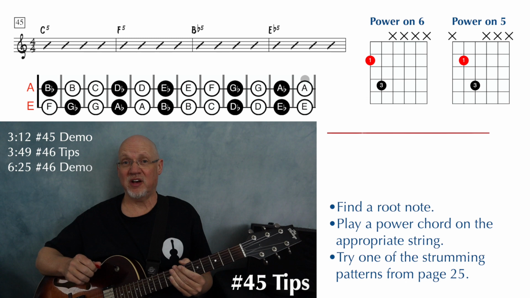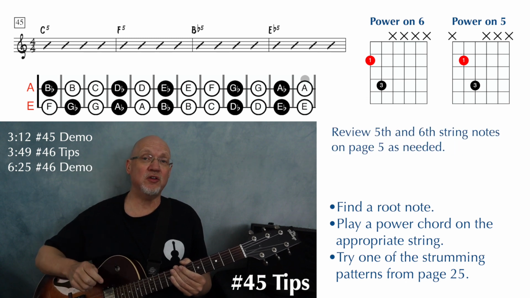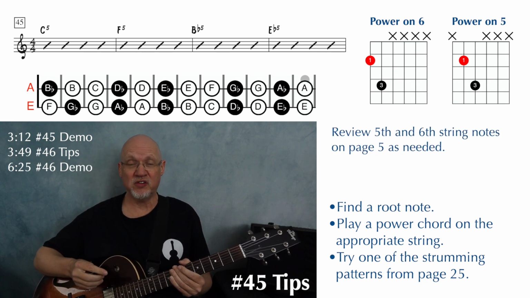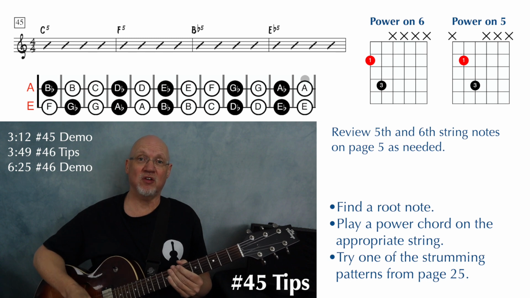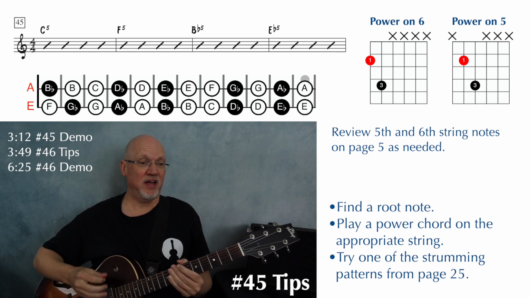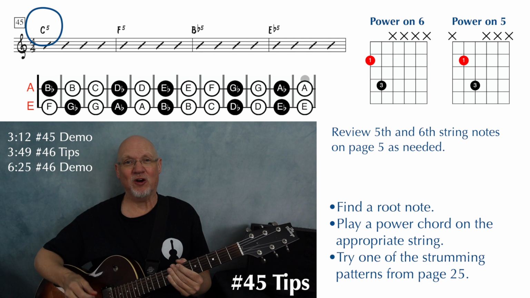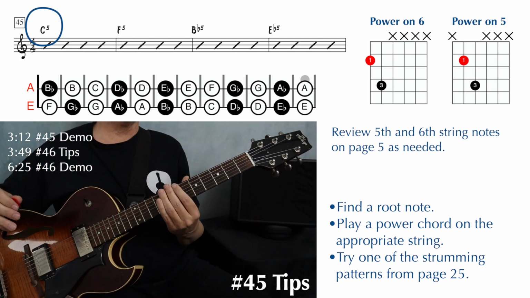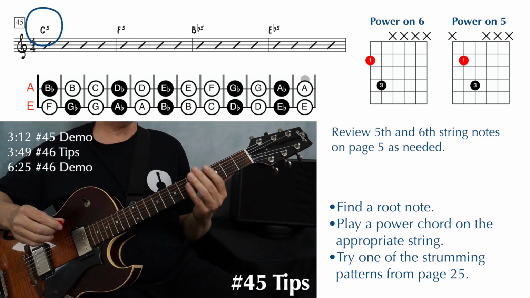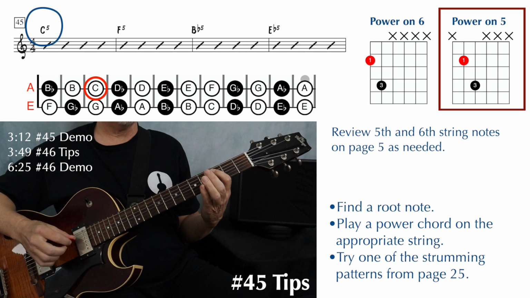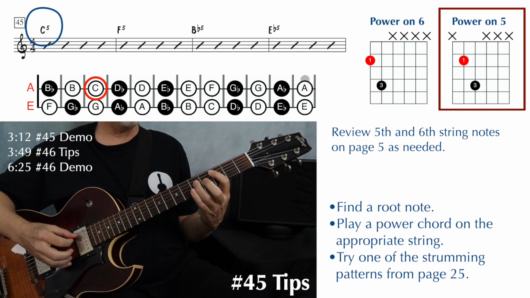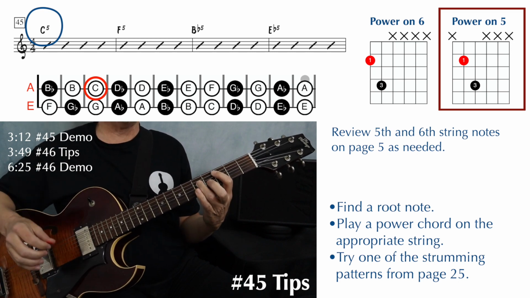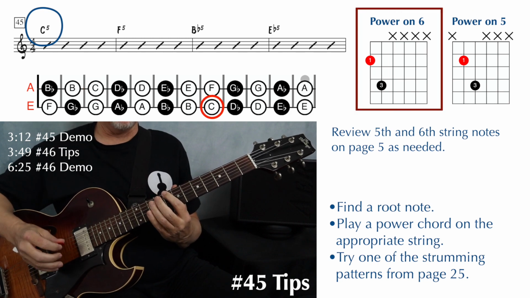The power chord exercises on page 28 do not include string numbers for finding our roots. We need to figure that out for ourselves, so let's look at number 45 and start with this C5, or C power chord. We have a couple choices for where we want to play our C5. We can play it at the 3rd fret on the 5th string. That's where the C root would be. Or our other C is on the 8th fret on the 6th string.